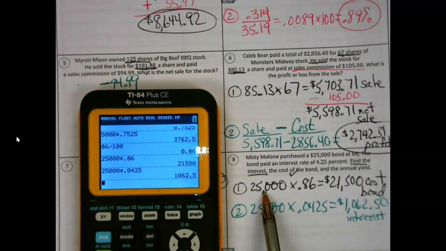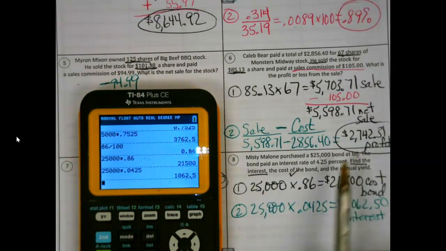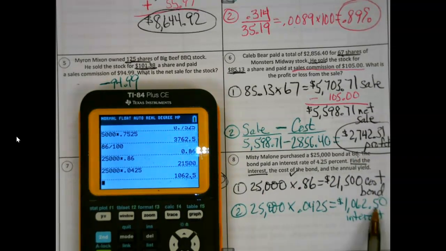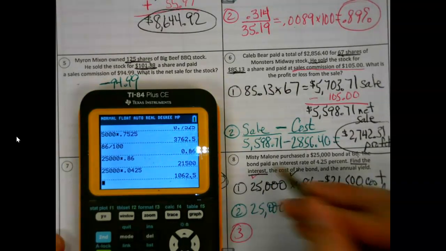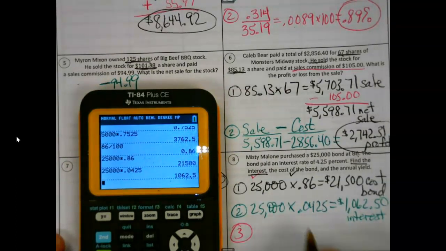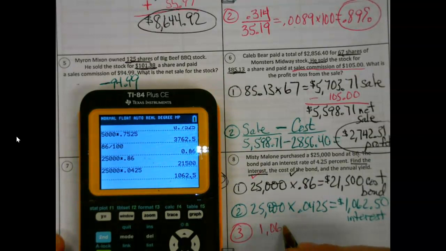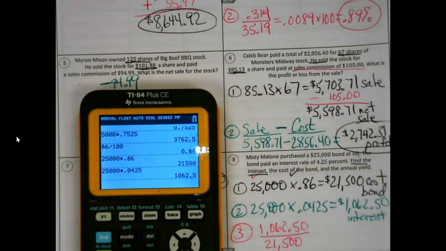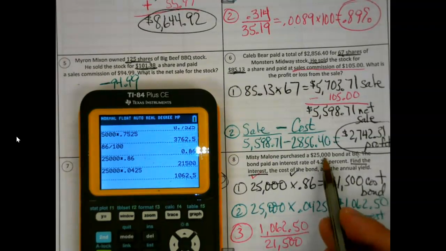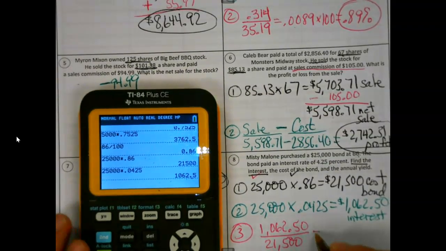So the cost of your bond, times the initial price of the bond, to get the cost of the bond, times the percent to get the interest, and now we're ready to find the yield, which is taking the interest that you've earned divided by how much the bond cost you. Not initially, not what it's going to be worth at maturity, but what it cost you.